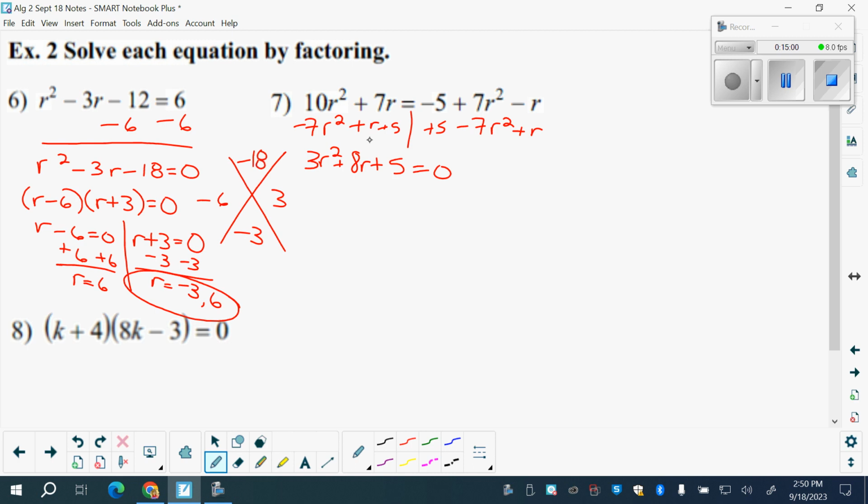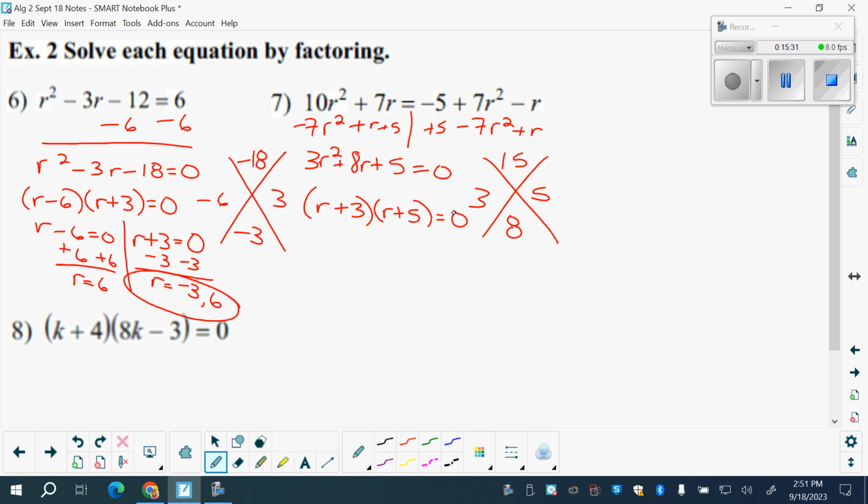So now what do I do next to solve? We want to factor, and what goes on the top? What goes on the bottom? 3 times 5 are 15 and 8. And what numbers work there? 3 and 5. So we have r plus 3 times r plus 5. What comes next?